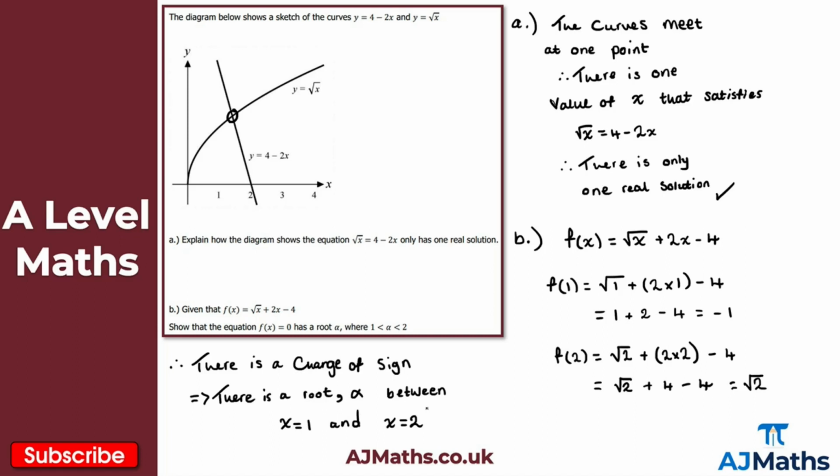Okay, and there we have it. So that's all we need there for part B. So all we're doing is just showing that change of sign there. So f of 1 is negative, f of 2 is positive. In that case, we've got the change of sign. That means that there must be a root alpha between x equals 1 and x equals 2 there. Okay, and there we have it. So that's the solution to B there. That gives the solution to question 2. And that actually brings the end of this video on locating roots.